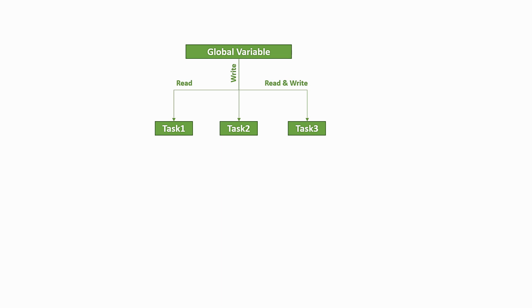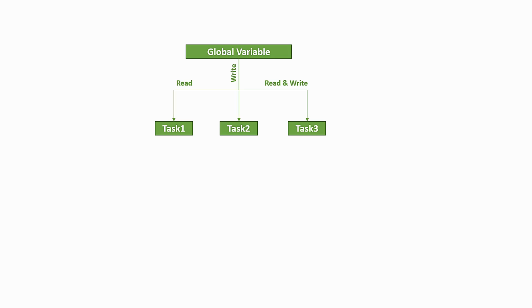This is the global variable that you can see on the screen, which needs to be shared among three different peripherals of the microcontroller. Let's take the peripherals to be ADC, timer, GPIO, each running in a separate task: task 1, task 2, task 3. Task 1 will be reading the global variable, task 2 will be writing to the global variable, and task 3 wants to read and simultaneously write to the global variable.